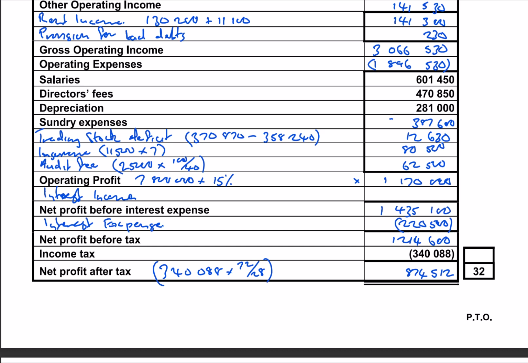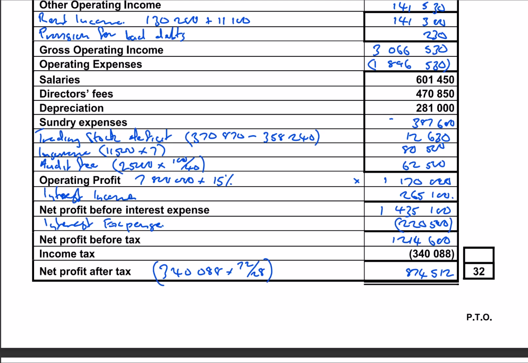This will give you 1,435,100. So the difference between the operating profit and net profit before interest expense will be our interest income, which is 1,435,100 minus 1,170,000. You get 265,100. Right, that's our income statement. Done and dusted. There's nothing more that you need to do. It was more or less simple, if I have to say.